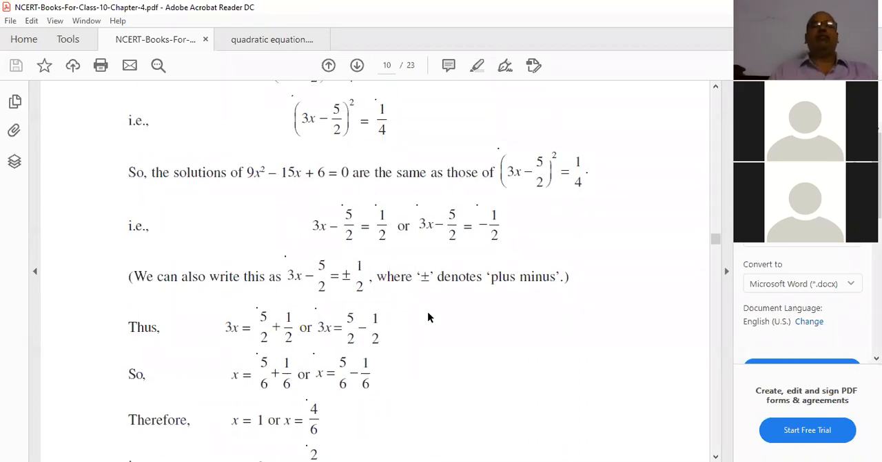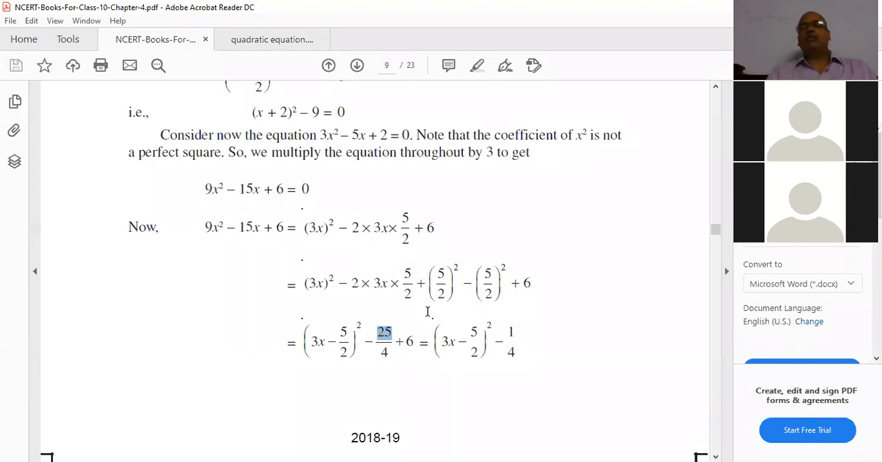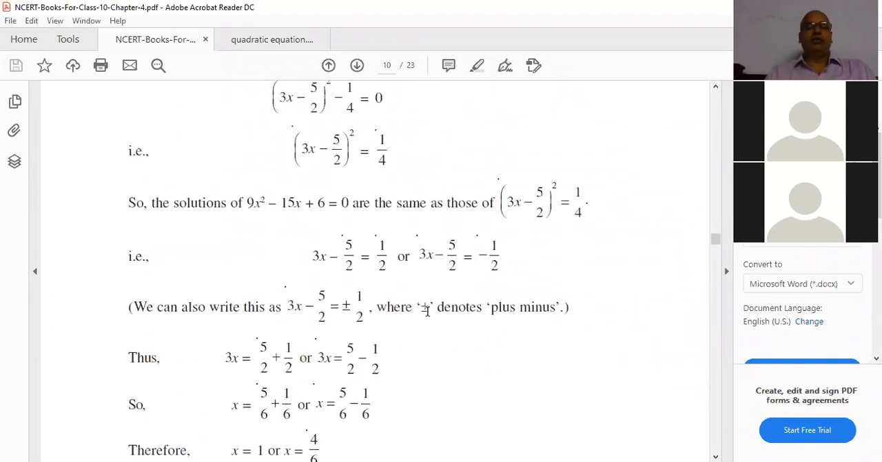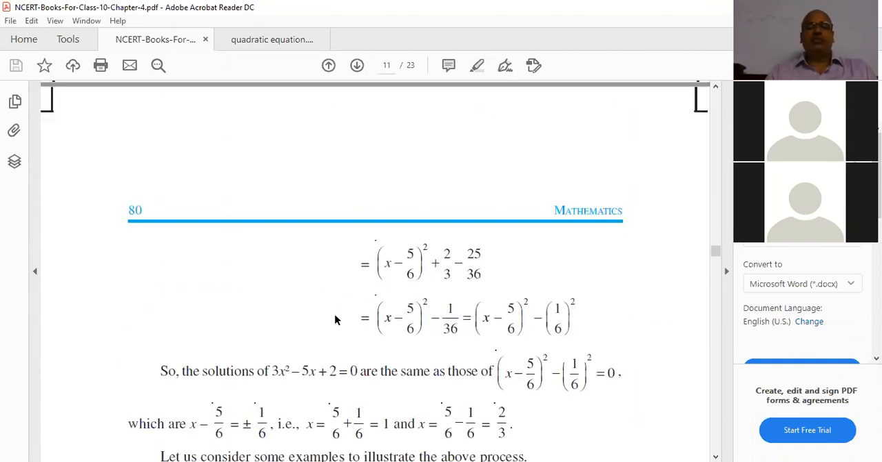Understand, Amma? This is the completing square method. Is it okay? Can I go to next, Amma? Yes, sir. Okay, good. Important, Amma. Another way of showing this process is as follows. So this one, the fractions method, no need for you.